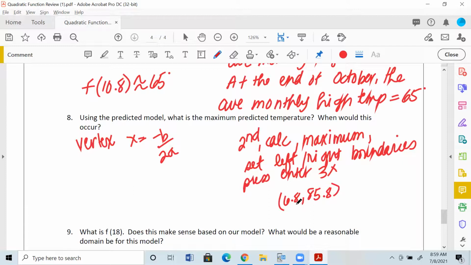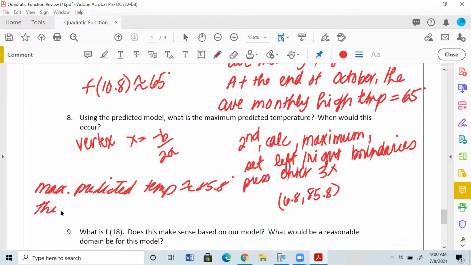So let's look at the question though. The question says, what is the maximum predicted temperature? Well, if you recall, our X values were our months, our Y values were our temperature. So the max predicted temperature is approximately 85.8. And when would this occur? Well, this occurs toward the end of June. June because it's the 6th month, 0.8, meaning that it's at the end.